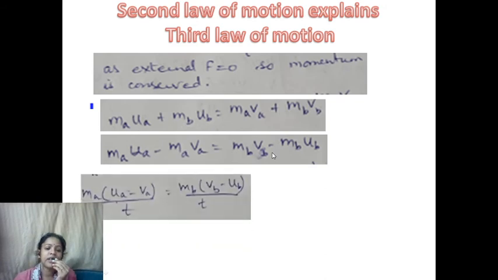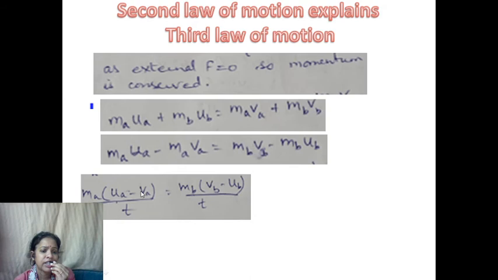Okay, now when you take the mA term on one side and the mB term on the other side, this will go here and become negative, this will come here and become negative. Now from here mA can be taken common and from here mB can be taken common. So on taking those common terms we get this, and then you divide both sides by time t.